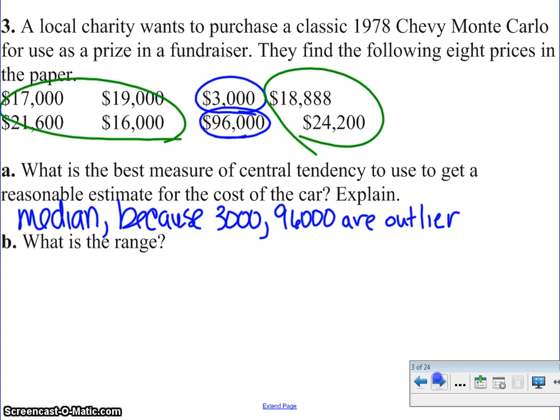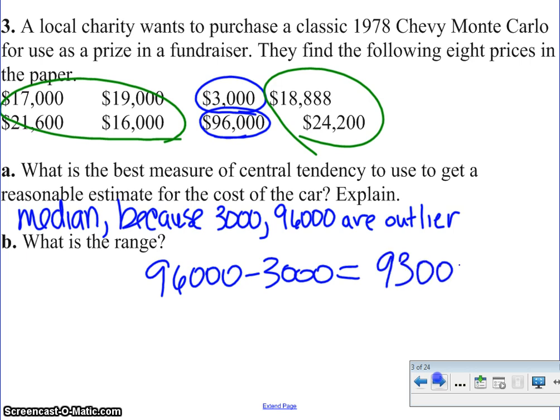The next question is, what is the range? Remember, the range is taking the top value and subtracting the bottom value from it. So the range in this case was 96,000 minus 3,000. It comes out to 93,000.